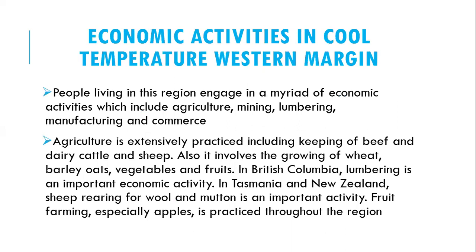The economic activities carried out within this cool temperate western margin, the British type. People living in this region engage in a myriad of economic activities, which include agriculture, mining, lumbering, manufacturing, and commerce. So all these are the various economic activities that people are involved in within this kind of region. Agriculture is extensively practiced, including the keeping of beef and dairy cattle and sheep. It also involves the growing of wheat, barley, oats, vegetables, and fruits.